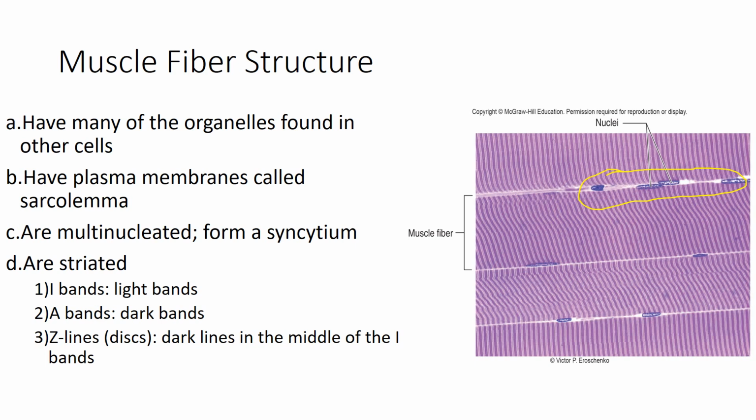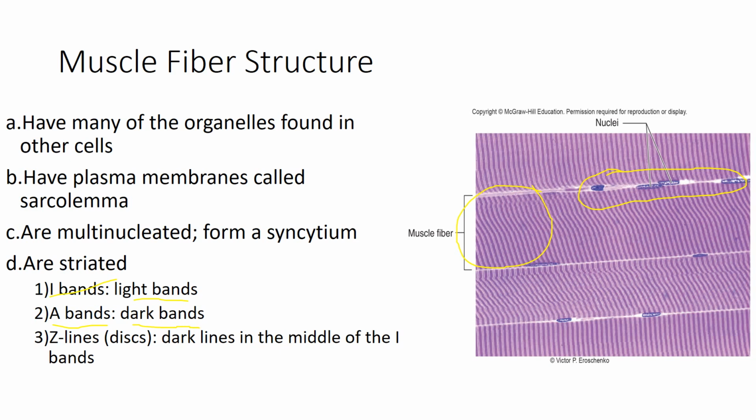Another important feature about muscle fibers is that they have different bands. They have the I band and the A band, where I stands for the light bands of only actin, and A bands stand for the dark bands of myosin. So when we look here at the muscle fiber, we see different striations, with the darker purple representing the A band, and the lighter representing the I band.